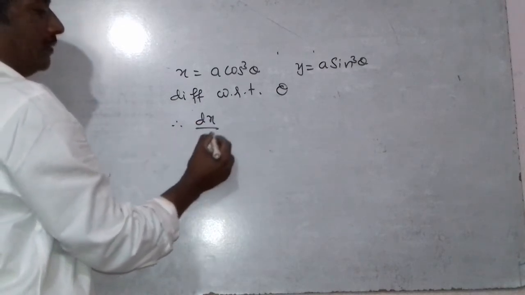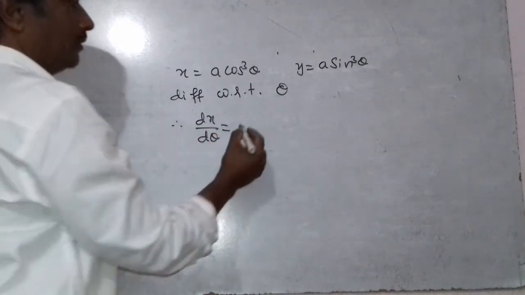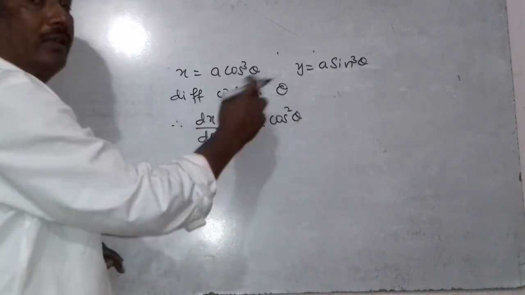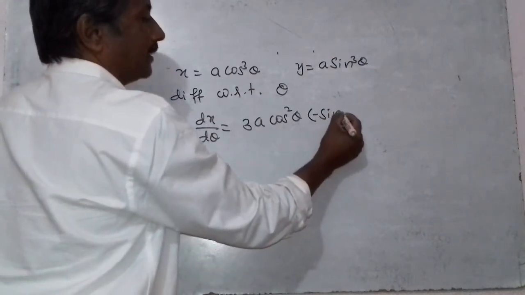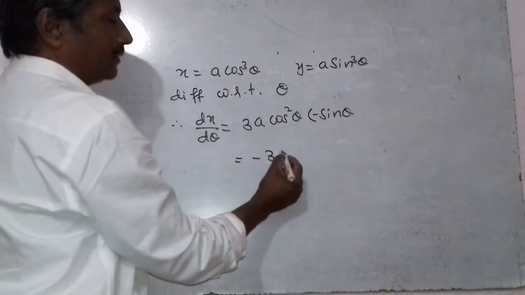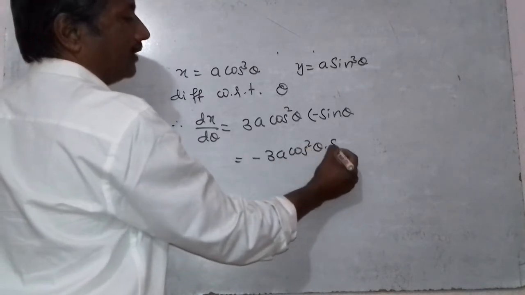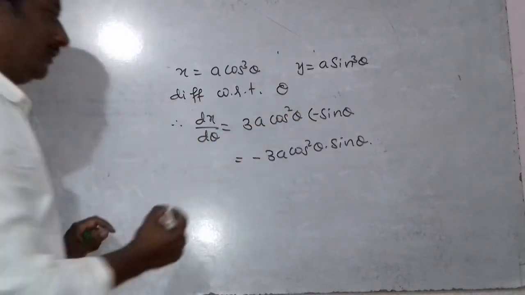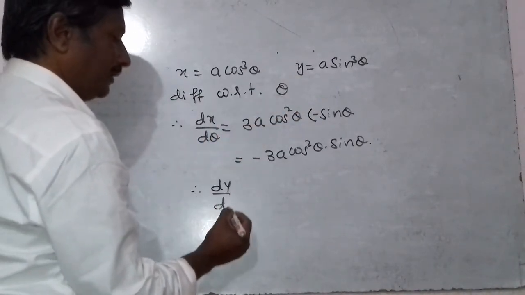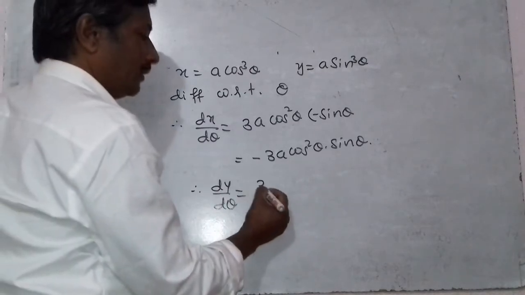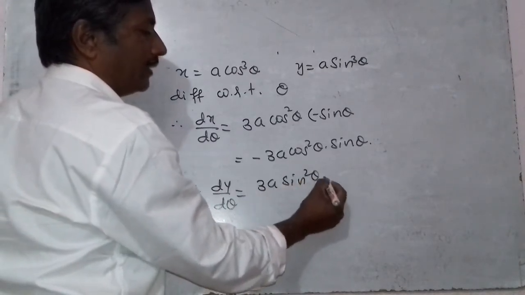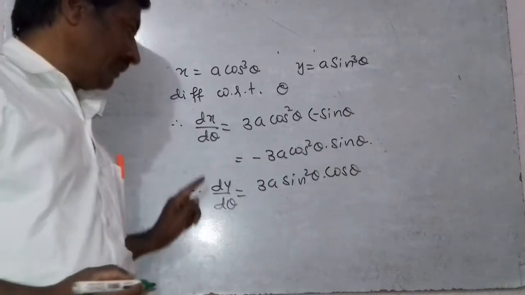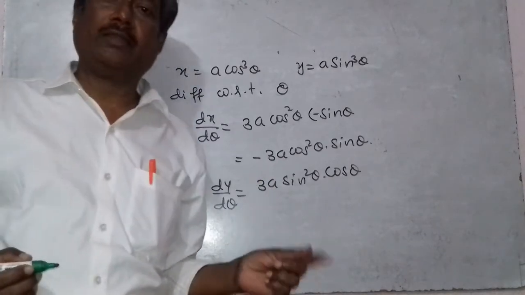Therefore, dx upon d theta equal to 3a cos square theta, and the derivative of cos is minus sin theta. This equals minus 3a cos square theta sin theta. Similarly, dy by d theta equals 3a sin square theta, and the derivative of sin is cos theta. So we have dx by d theta and dy by d theta; the next step is to find dy by dx.